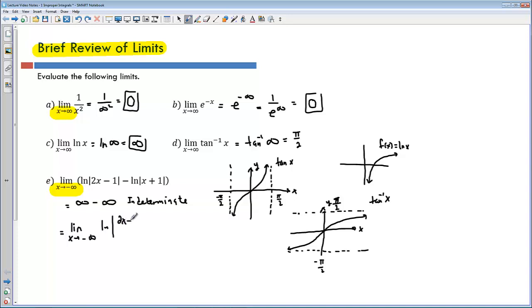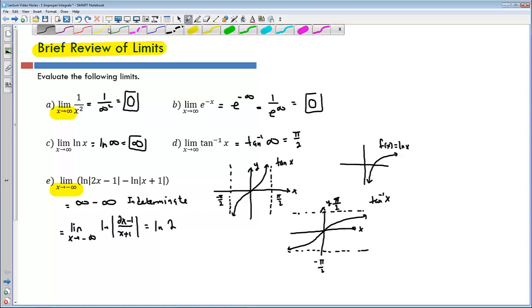We have 2x minus 1 on top, and divided by x plus 1 on the bottom. Now when you take the limit as x goes to negative infinity, you basically get 2 negative infinity on top divided by negative infinity, so that's going to cancel, so you just basically have ln of absolute value of 2.